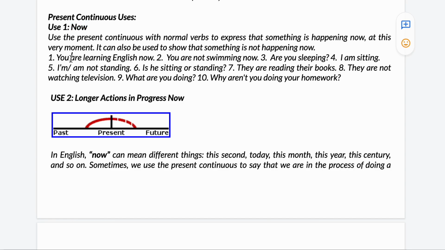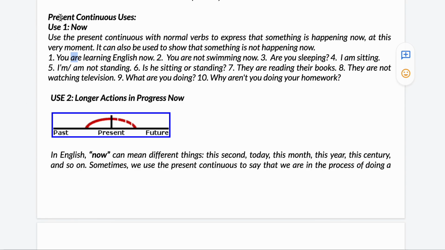So it means that you are. Why? Because with you we use are. You are not swimming now. This is a negative one. Are you sleeping? This is a question. I am sitting. I'm sitting. So this is an action or activity which is happening right now. I am not standing. Is he sitting or standing? They are reading their books. They are not watching television. Number 9, what are you doing? Number 10, why aren't you doing your homework?